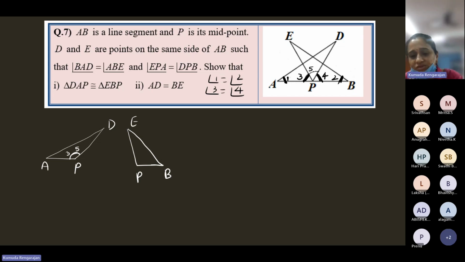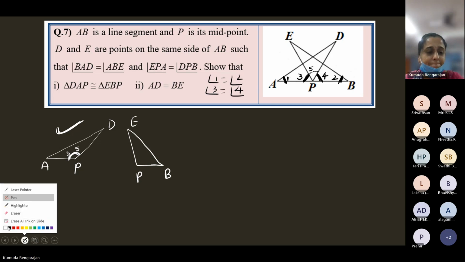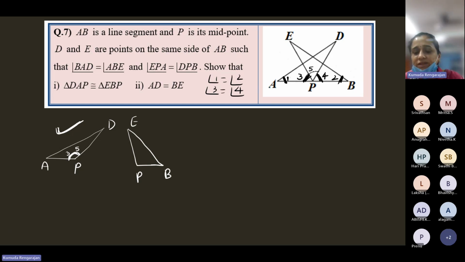See the figure given in the question and the two triangles which I have drawn. In this triangle DAP, look at this angle. This angle is angle DPA. Now look at the figure. DPA is angle 3 and 5 together. So that's what I've marked here.